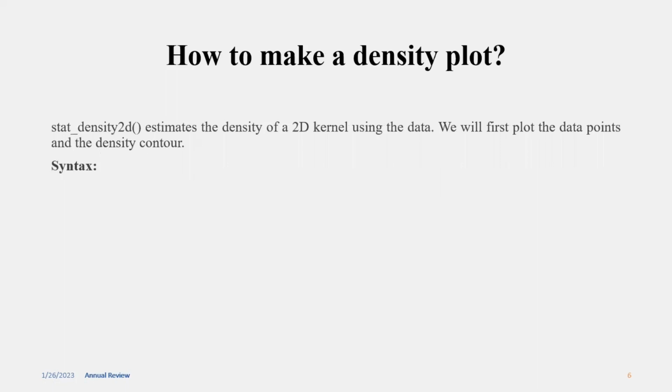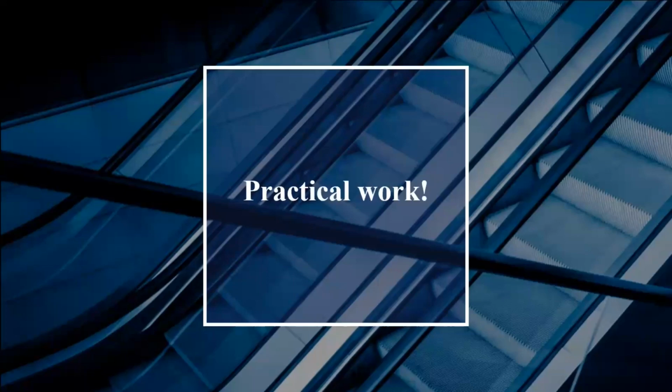So the question is how to make a density plot. stat_density_2d estimates the density of a 2D kernel using the data. We will first plot the data points and the density contour. The syntax is as follows. Just use the ggplot function, pass the data frame and some parameters, and then you can use the stat_density_2d function or geom_density function. Now let's do some practical work.